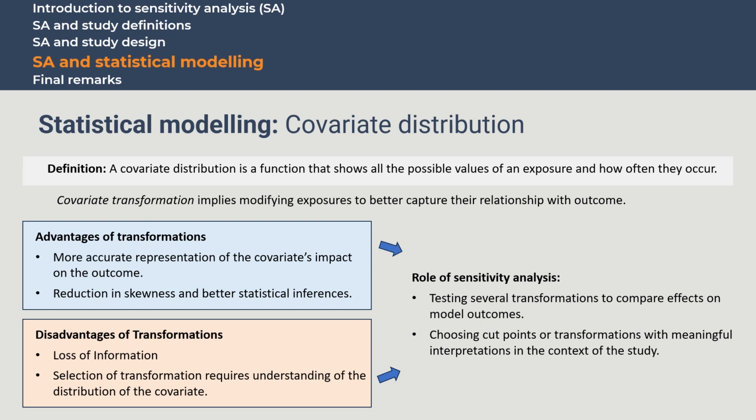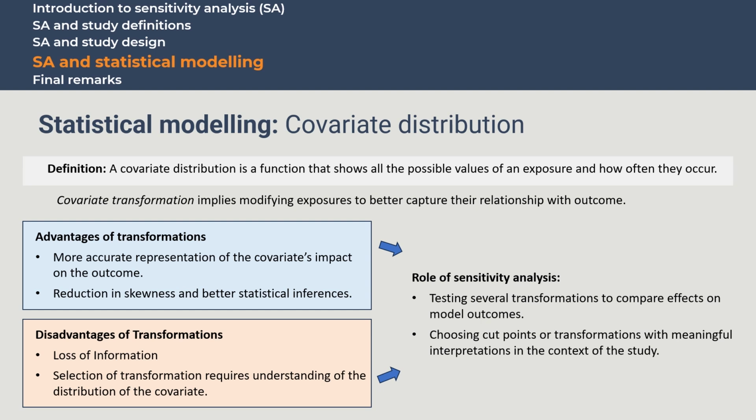The disadvantages of transformations are that they may cause loss of information, especially in the case of the transformation of categorical variables, in which you could group specific categories. An additional disadvantage is that the selection of the transformation requires understanding of the distribution of the covariate. So the role of the sensitivity analysis in this case is to test several transformations to compare effects on model outcomes, and to choose good transformations with meaningful interpretation in the context of the study.